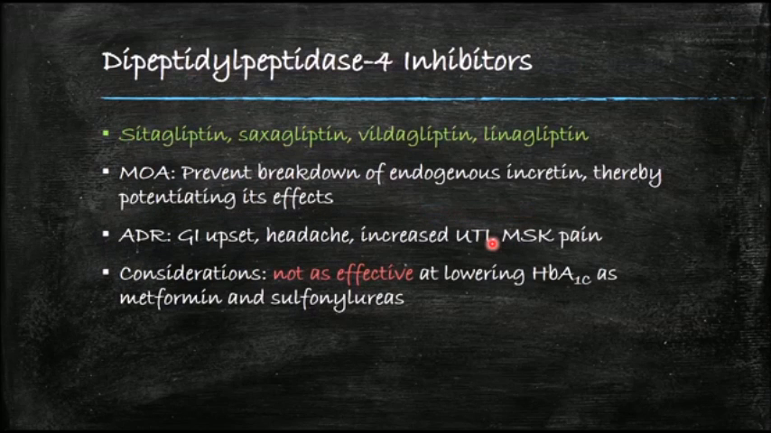DPP4 inhibitors are increasingly becoming popular, and these can sometimes be used as first-line drugs, especially if, for example, they're worried about sulfonylureas and their renal function is really off. But they're not as effective as the other drugs. And I've got a little table at the end of this which shows you the effectiveness of all the different drugs. So once again, they cause similar kinds of side effects.